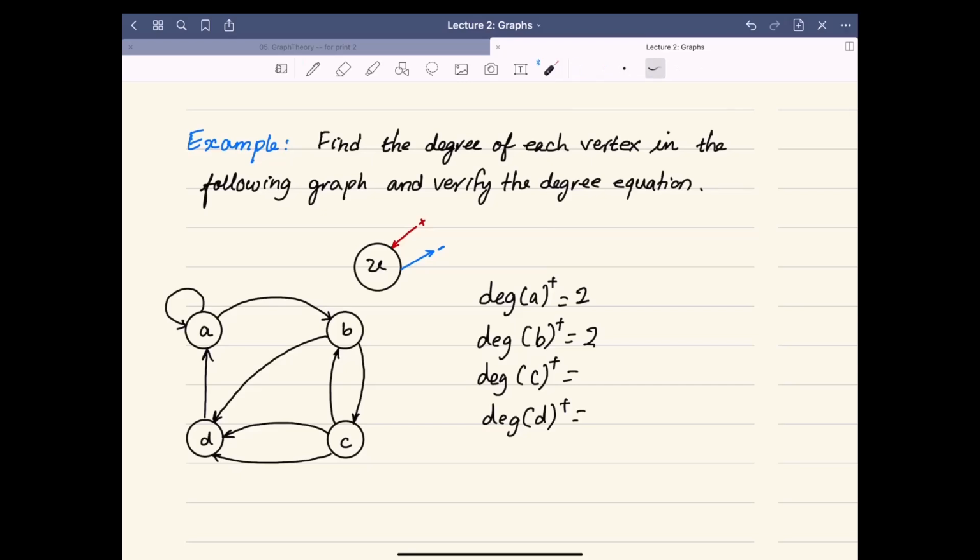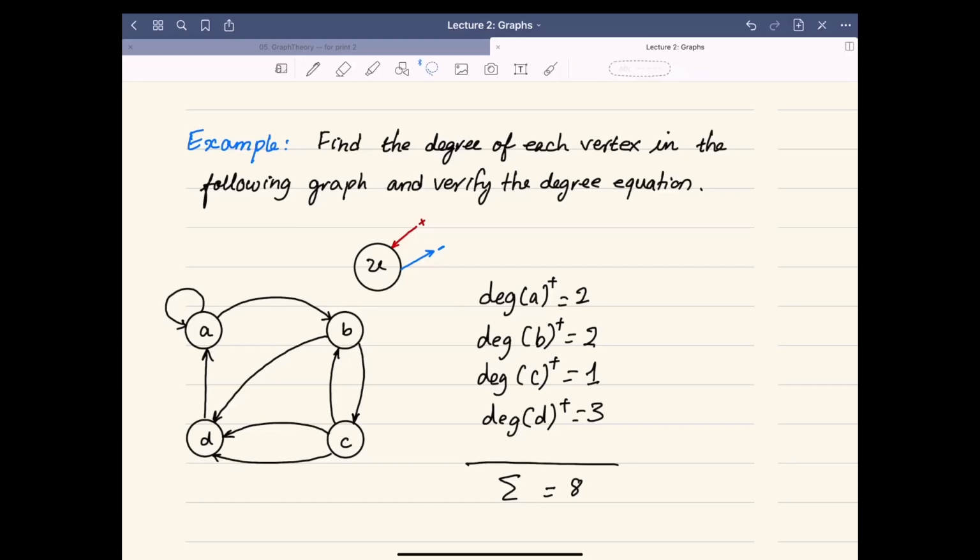Now for C, how many in arrows do we have? We have only 1. So the answer here is 1. And finally for D, how many in arrows? We have 1, 2, and 3. So here we have 3. If you take the summation, it is equal to 8. So 2 plus 2 plus 1 plus 3 is 8.